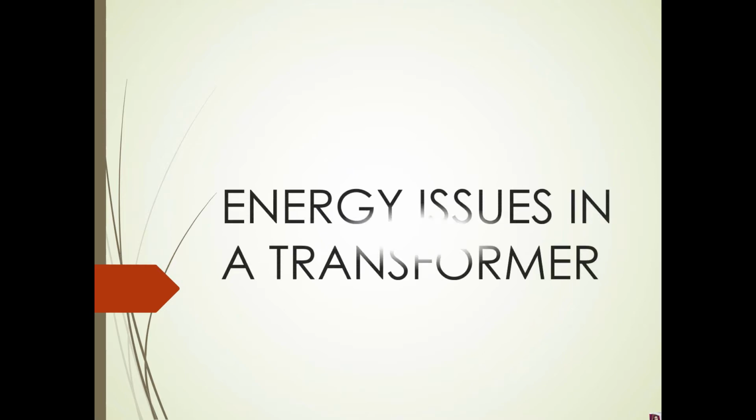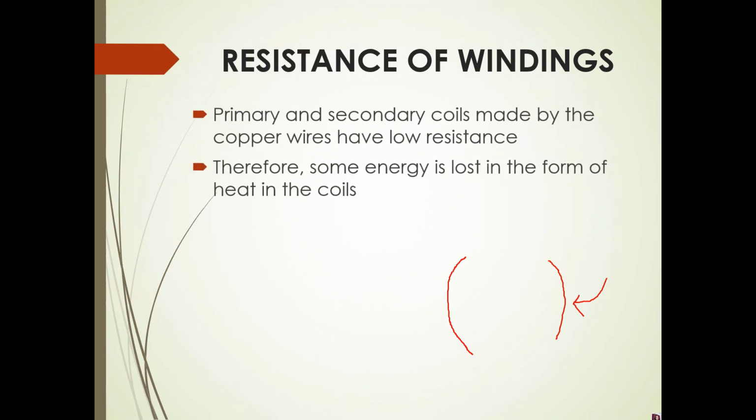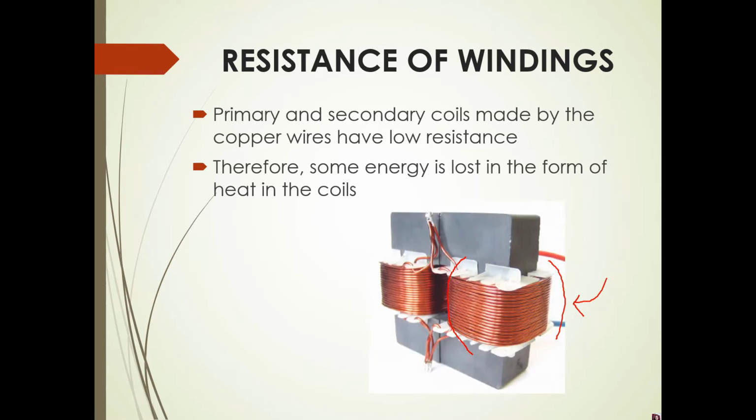Here are some energy issues in the transformers. It may be due to the resistance of windings. The primary and secondary coils are made of copper wires which have low resistance. Therefore, there is some energy loss in the form of heat in the coils. And as you can see here in this picture of a transformer, this part here is the windings of coils in the transformers.